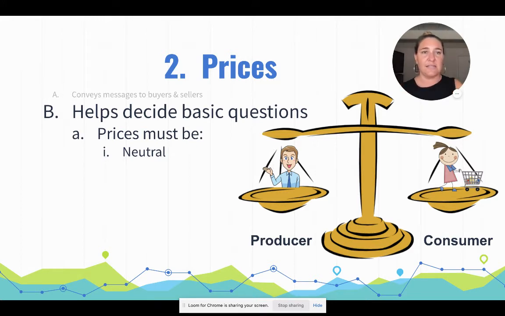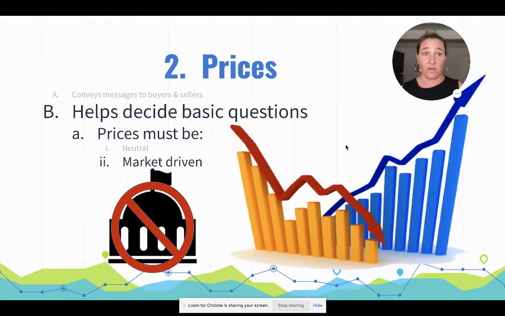The next thing that we see about prices that's really important is they must be market driven. There cannot be that central command deciding what the price is going to be for different products. All right. So in order for prices to answer those basic economic questions, what, how, and for whom, prices must be market driven. They must be driven by supply and demand. There cannot be that central command or that central government agency or anybody else for that matter deciding the price of a good or service.